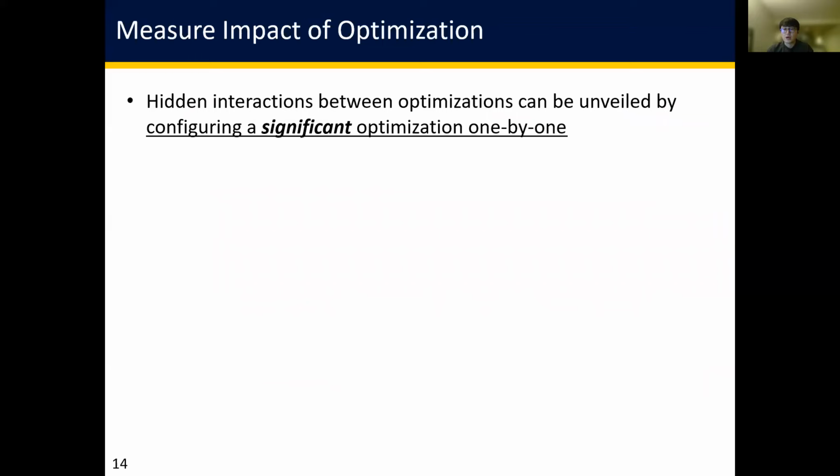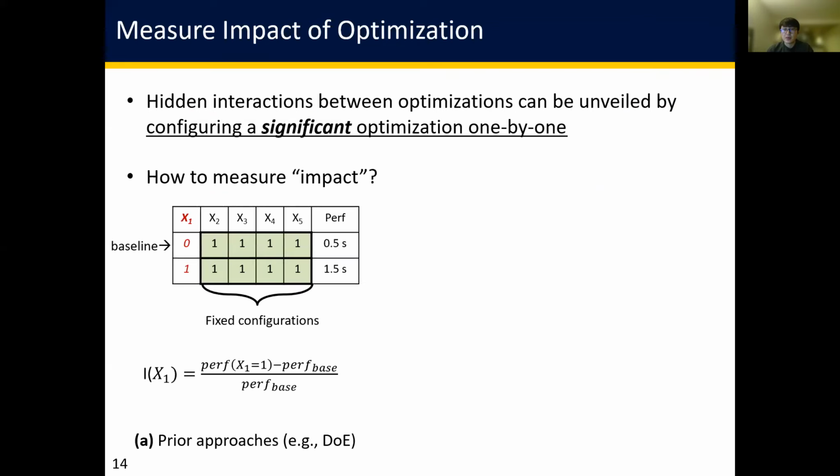By walking through the outlined example, we demonstrate that we can reveal the hidden interaction by configuring a significant optimization one by one with statistics acquired from prior trials. Then, the next question will be how to identify the significant flags systemically. To answer this question, we need to determine how to quantify the impact of an optimization.